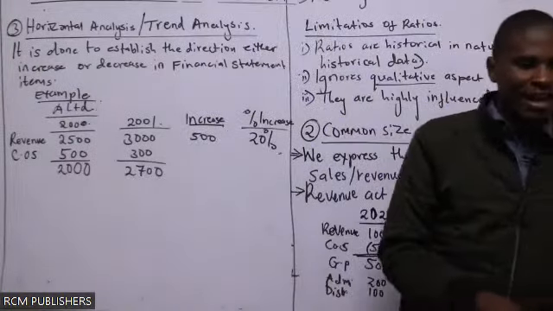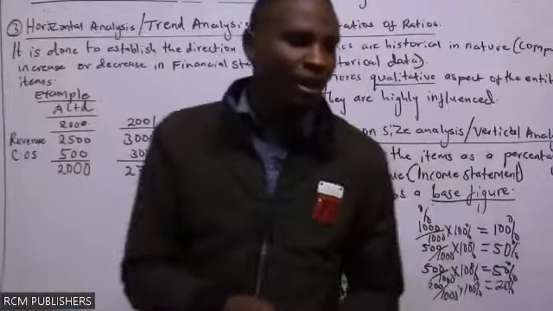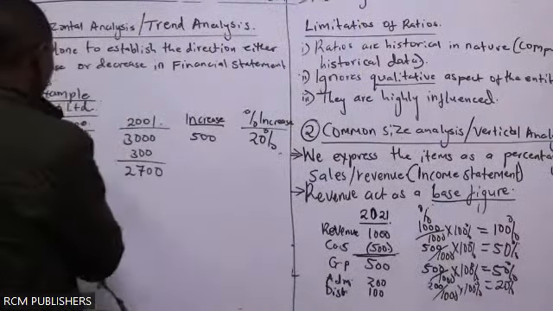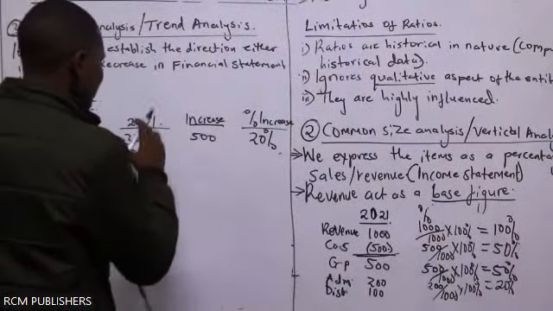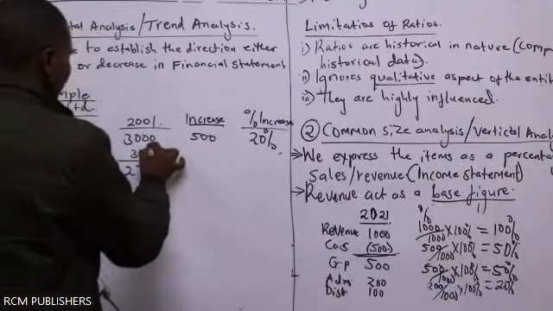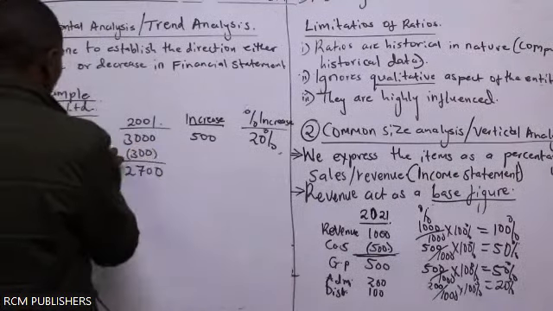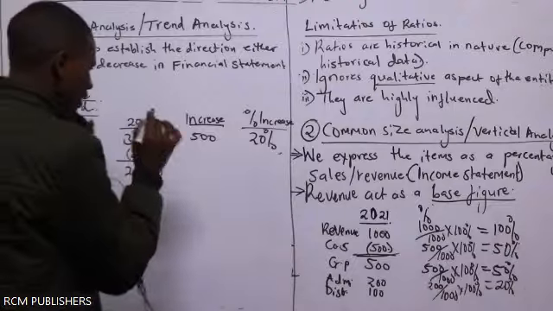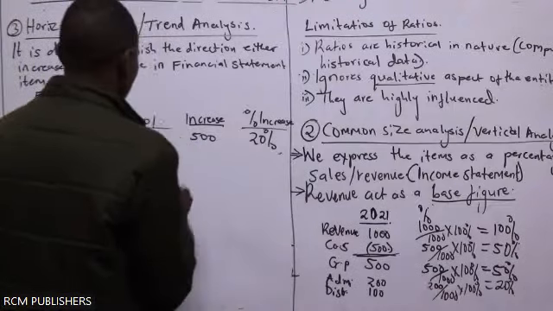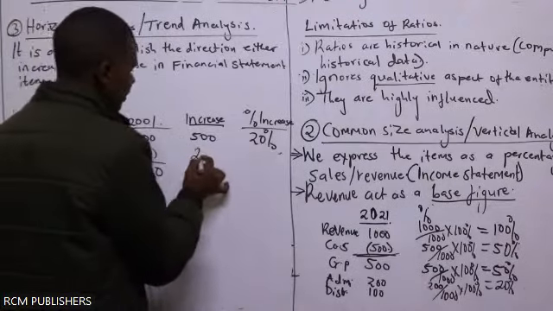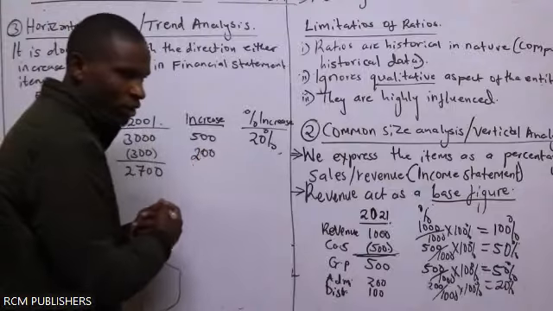A decrease. A decrease of how much? 500 minus 300. Regardless, don't look at the negative. No, you look at the value. Here we are looking at the value, the item. What happened to the item? There was a decrease of 200.